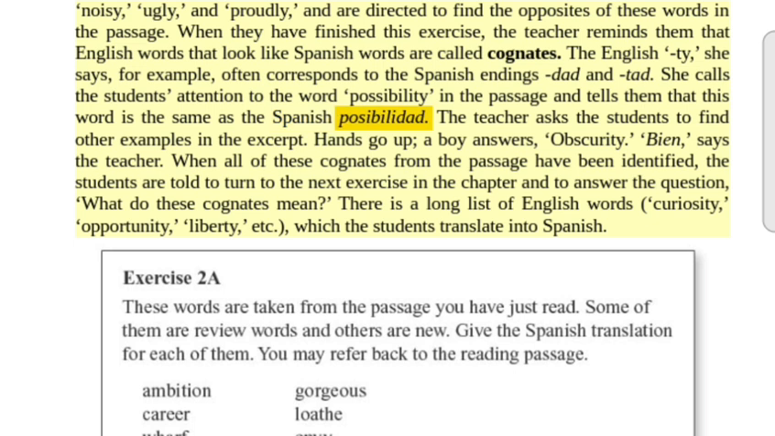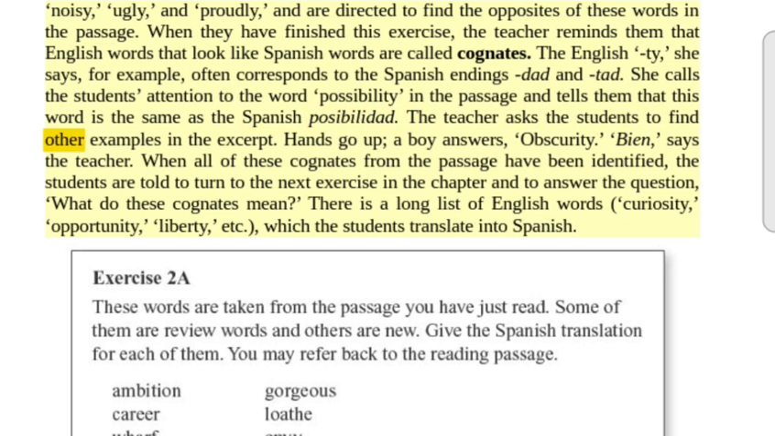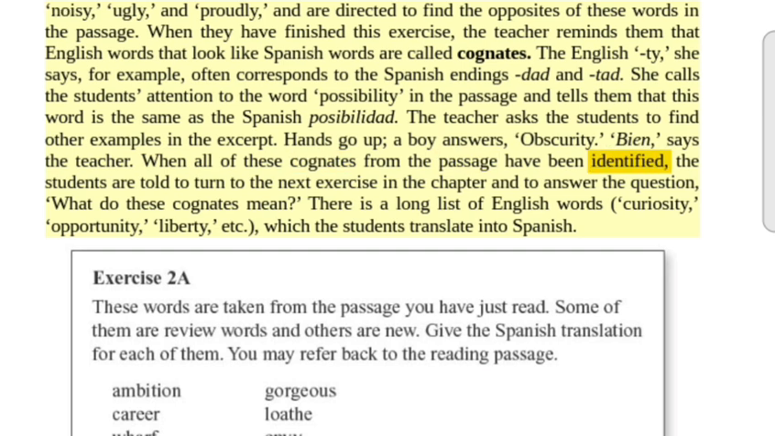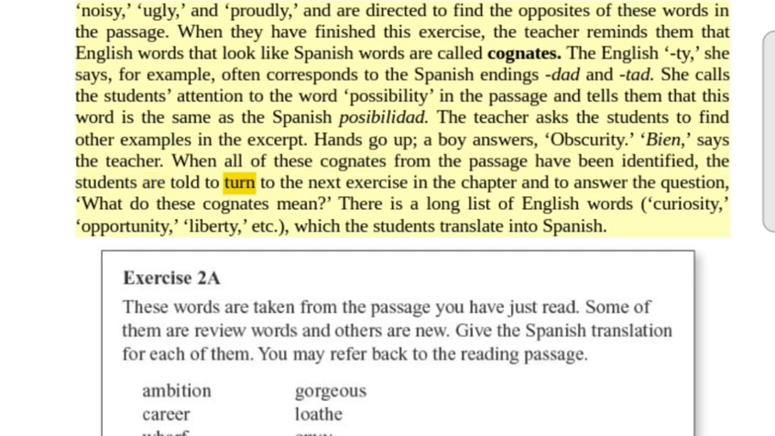The teacher asks the students to find other examples in the excerpt. Hands go up. A boy answers, "Obscurity." "Bien," says the teacher. When all of these cognates from the passage have been identified, the students are told to turn to the next exercise in the chapter and to answer the question, "What do these cognates mean?"